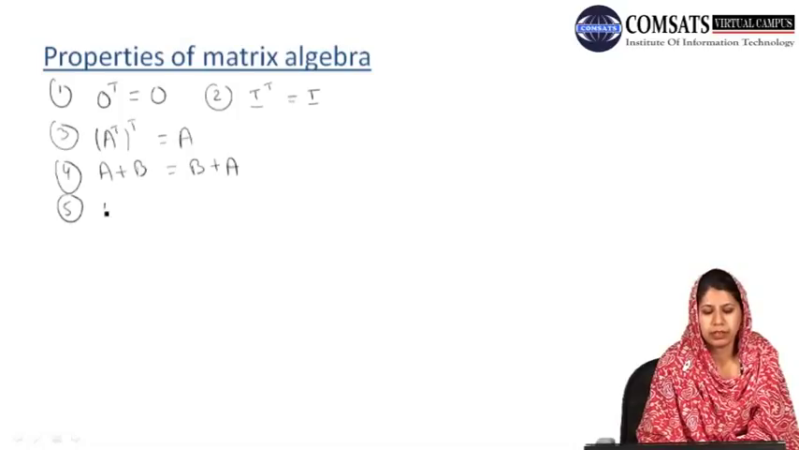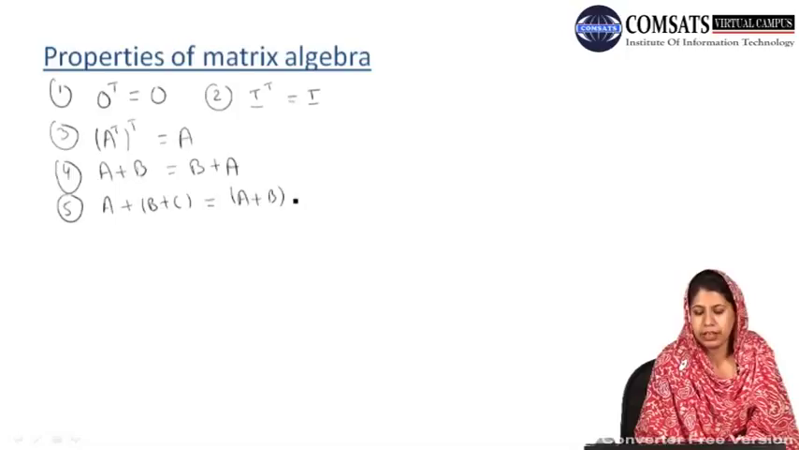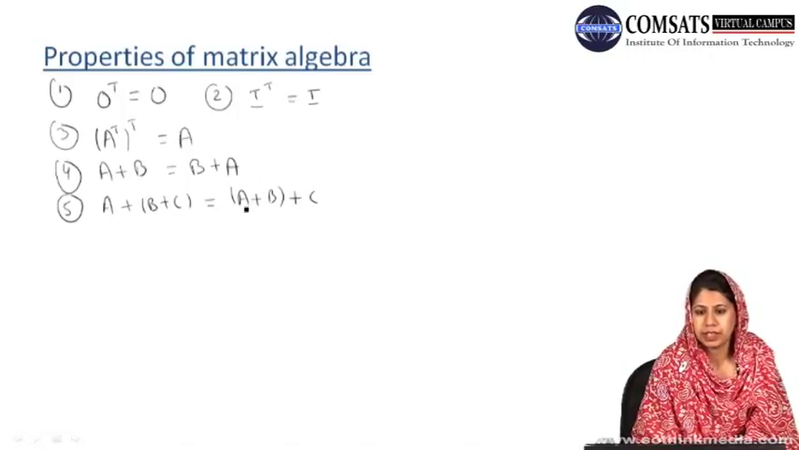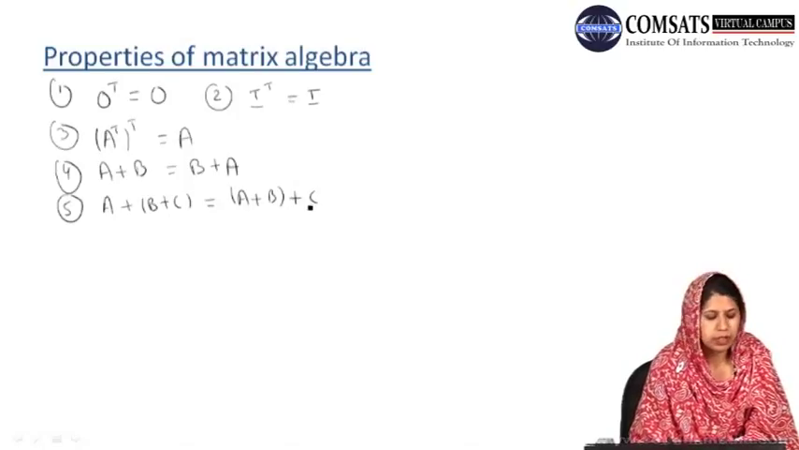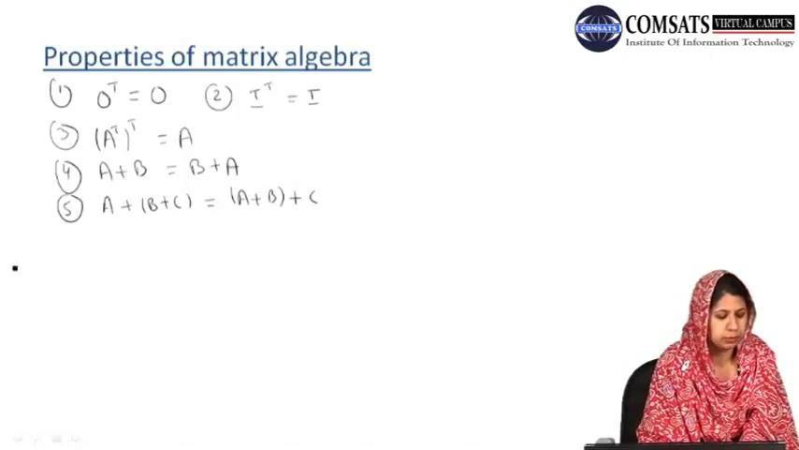Okay, if we have three matrices A, B and C and we want to add them, then the matrices can be regrouped and added and we obtain the same result. That is, on the left hand side, if we add our two matrices B and C and then add the resultant to the matrix A, it is the same as if we add our matrices A and B and then add the resultant to the matrix C, which means that by adding matrices we can regroup them and obtain the same result.